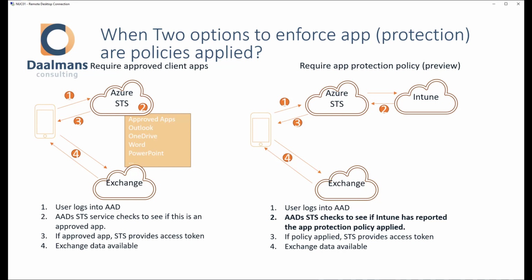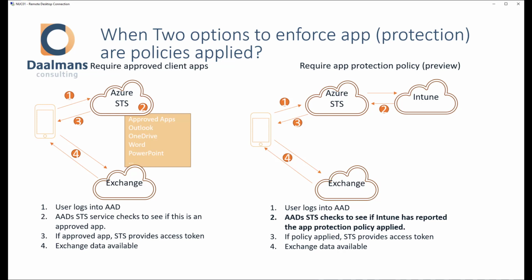Like I said, this method is only supported for Microsoft apps because it's a fixed list, so no third-party apps are available that support the required approved client app control in conditional access. So, since a long time already, Microsoft developed a new feature in Azure AD conditional access, which is able to check if the app that is being used is protected by an app protection policy.